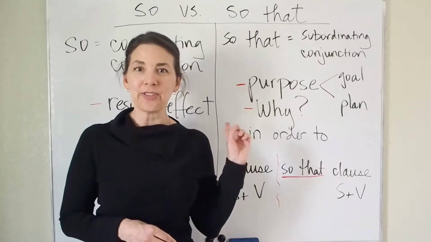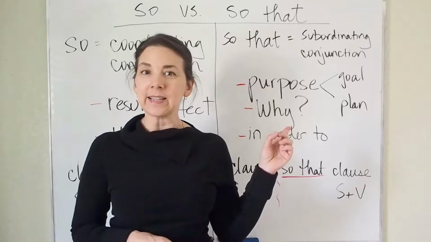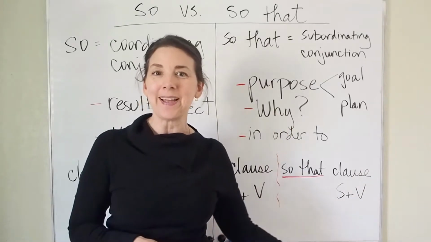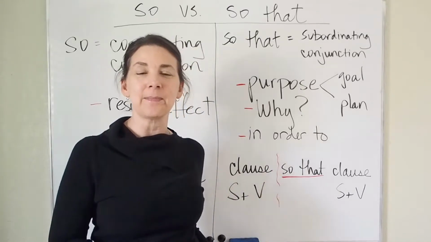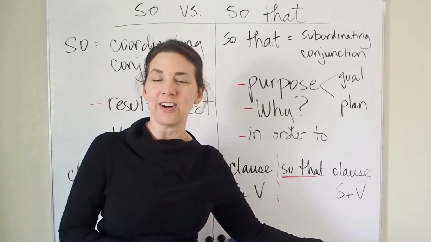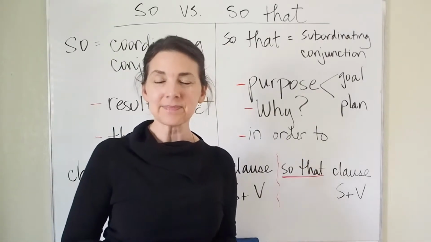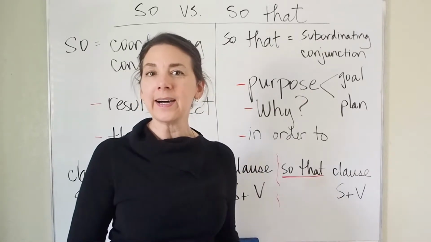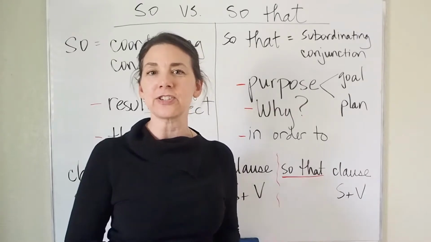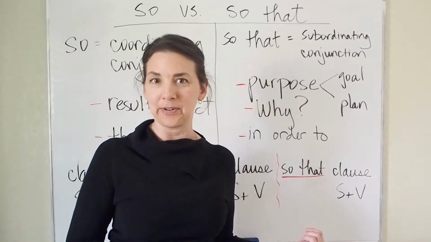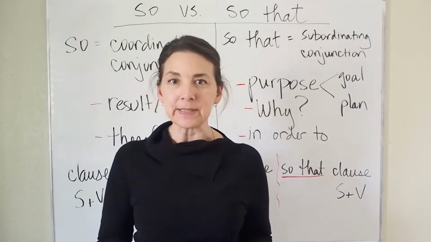However, so that is a subordinating conjunction. And because it's a subordinating conjunction, it creates a dependent clause in the second part. So you can see this red line that separates so that and then the clause. That's a dependent clause and there's no comma. Just like with the words because, if, when, those also are subordinating conjunctions and they have the same grammar in the sentence. So that shows a purpose.